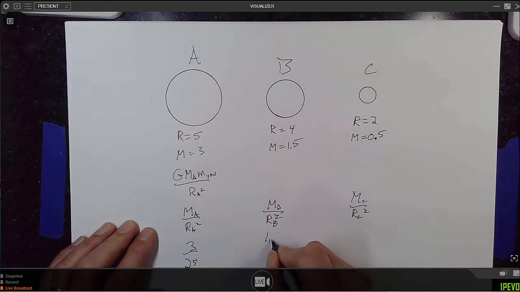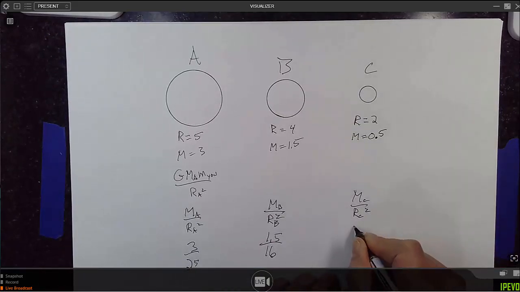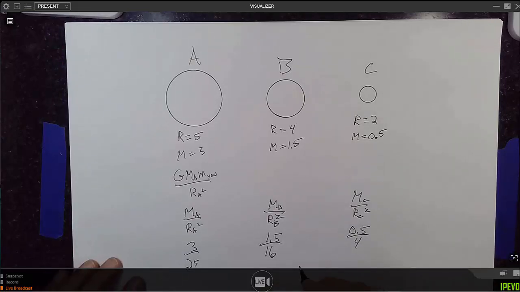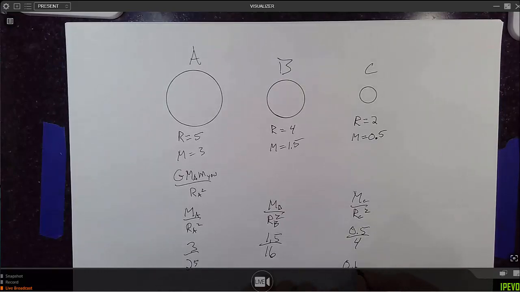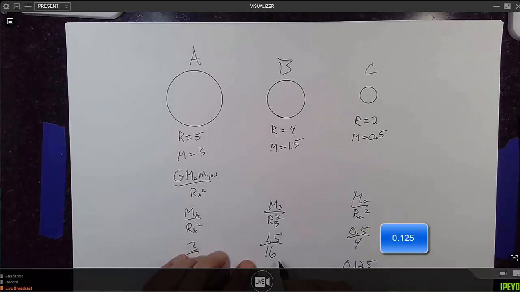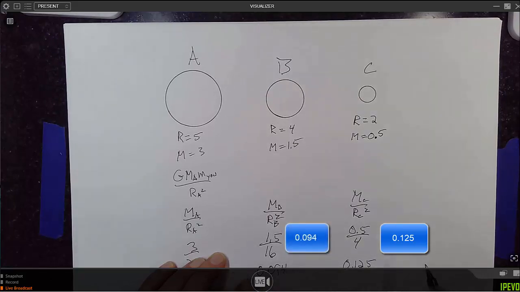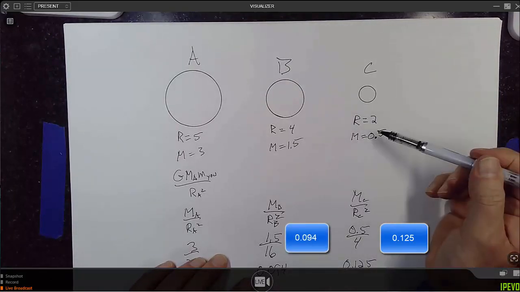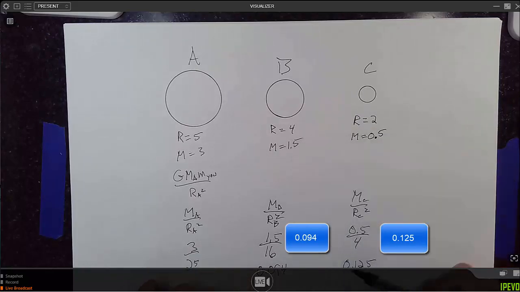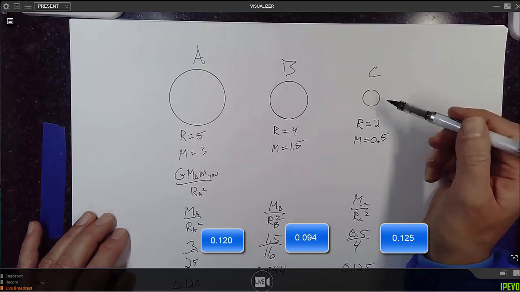I'd have 1.5 divided by 16, and I'd have 0.5 divided by 4. And when I actually put these into a calculator, 0.5 divided by 4, I'd get 0.125. 1.5 divided by 16, I'd get 0.094. So you can already see your weight on C would be more than your weight on B. And 3 divided by 25 is 0.120. The planet where you would weigh the most is planet C.